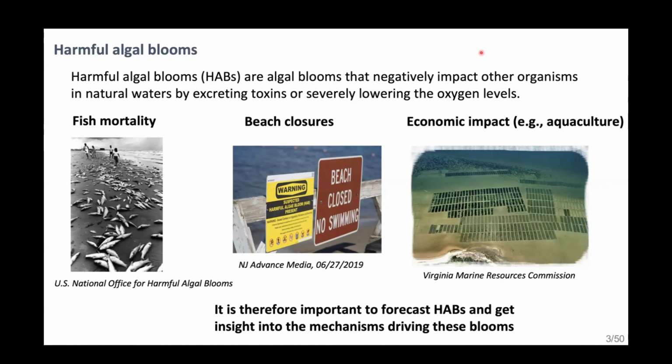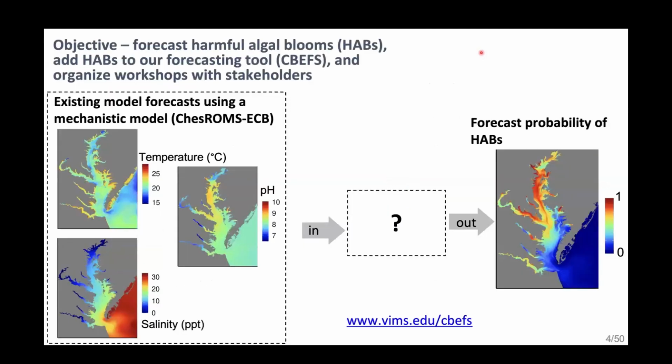So it's therefore important to forecast HAPs and get insight into the mechanisms that drive these blooms. And that's why we constructed the following objective. What we want to do is forecast harmful algal blooms and add this forecast to our tool that we have, and I will talk about it later. It's called CBEFS. And we also want to organize a workshop with stakeholders to improve our forecasting tool. So this is really the main objective when I started working on this project.